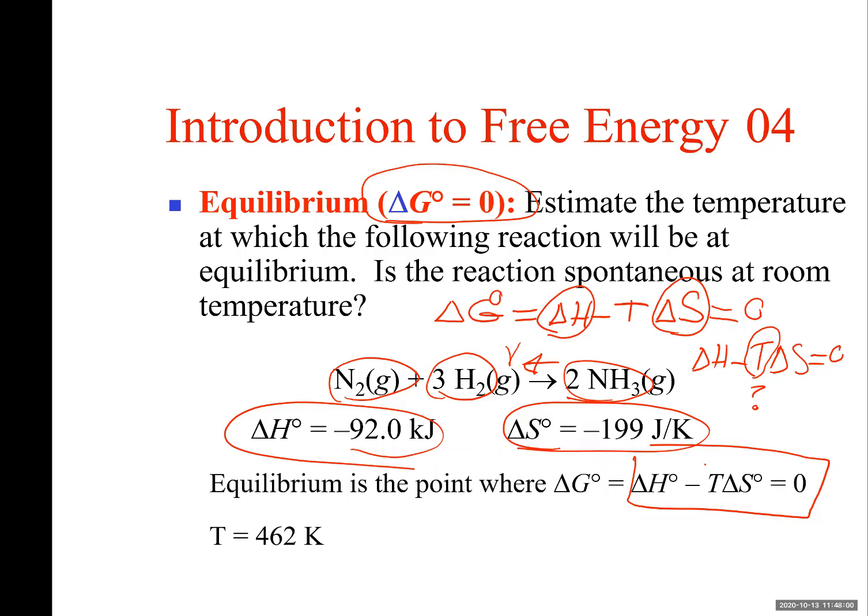Can I move this to the other side of the equation and write delta H is equal to, if I move negative delta S to the other side, does it become positive T delta S? Yes or no? What should I do to solve this equation for the value of T? Help me. Someone help me. Divide by delta S. Beautiful.